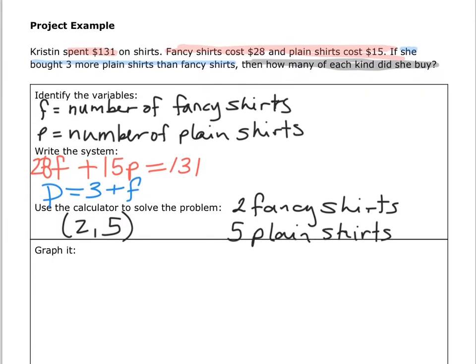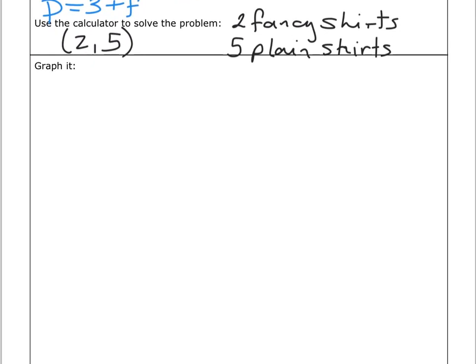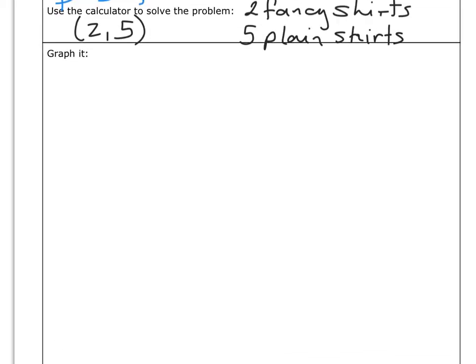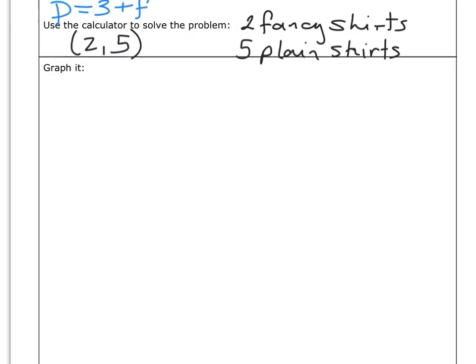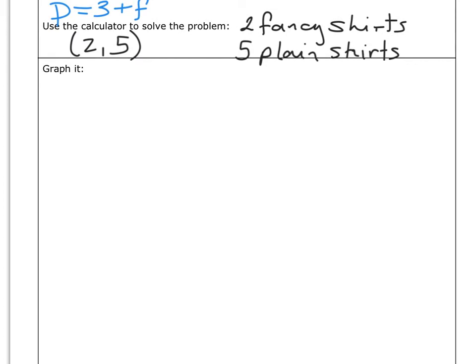So the next part says to graph it. Oh, where did my graph go? Hold on just a second. I'm just going to sketch it. You guys have graph paper on your paper in front of you. So I'm just going to sketch this kind of freehand. Bear with me. It'll be okay. So to graph it, I think graphing it can be challenging for some of the problems. So I'm going to go through step by step what to do.